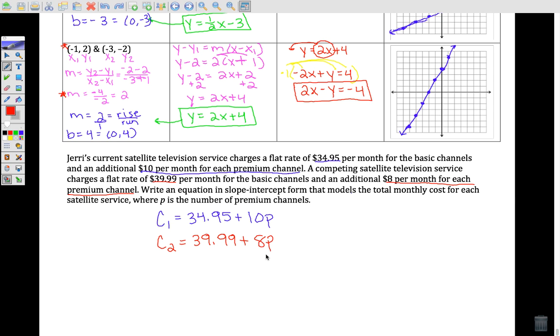Okay, so slope-intercept form, this is okay. If you want to put it in the y equals mx plus b, you just have C1 is equal to 10p plus 34.95. And the cost for the second one would be 8p plus $39.99. So that's how you can rewrite this as y equals mx plus b. It's just so that your variable comes first and your constant will be back here. Either way, though, I will accept it because they both are in slope-intercept form.